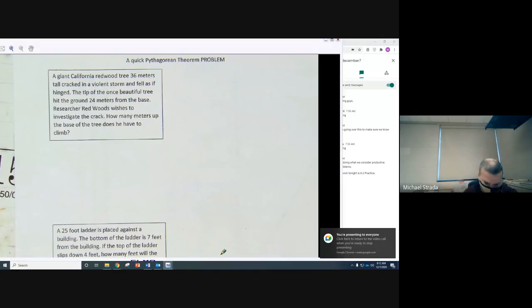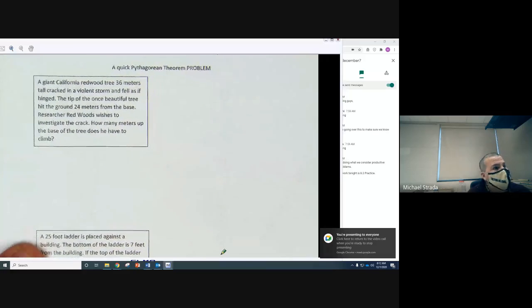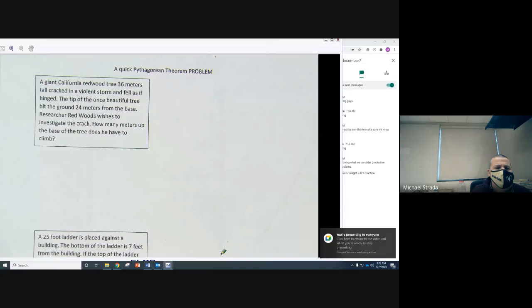Okay. So, a giant California redwood tree, 36 meters tall, cracked in a violent storm and fell as if hinged. The tip of the once beautiful tree hit the ground 24 meters from the base. Researcher Red Woods wishes to investigate the crack. How many meters up the base of the tree does he have to climb?